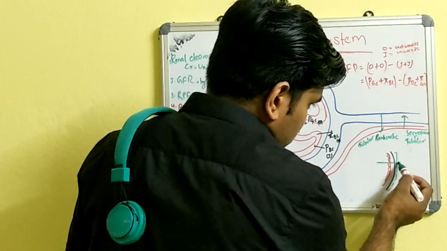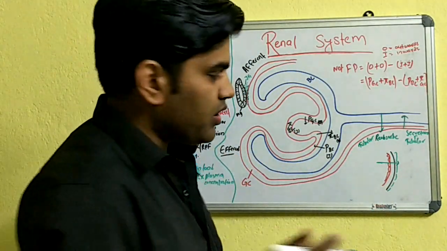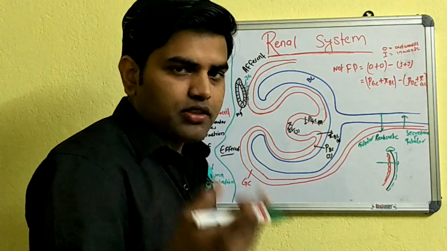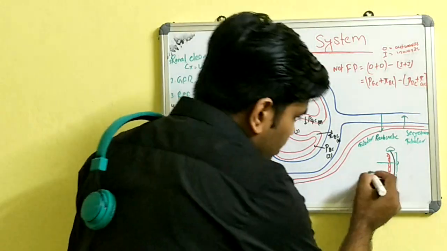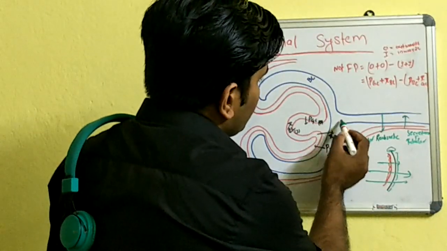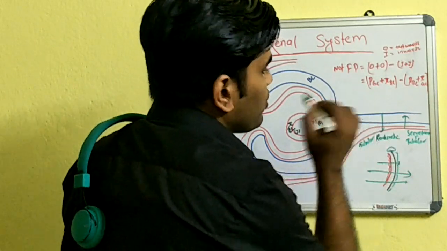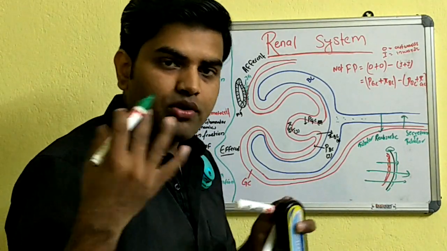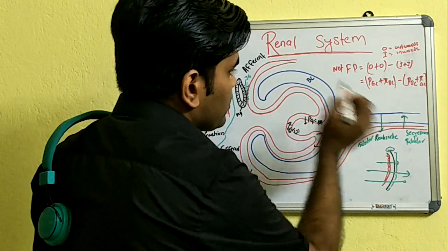Now, the plasma proteins are negatively charged, so they are repelled. Except the plasma protein and the cellular components of the blood, everything from the blood pours into this Bowman's capsule and finally goes to the tubule. So whatever you have taken, whatever you have eaten, everything goes into the tubules.